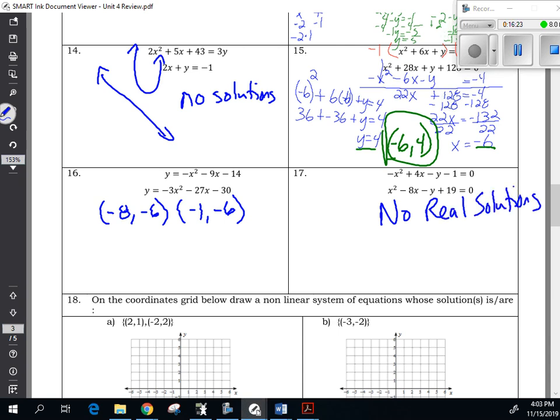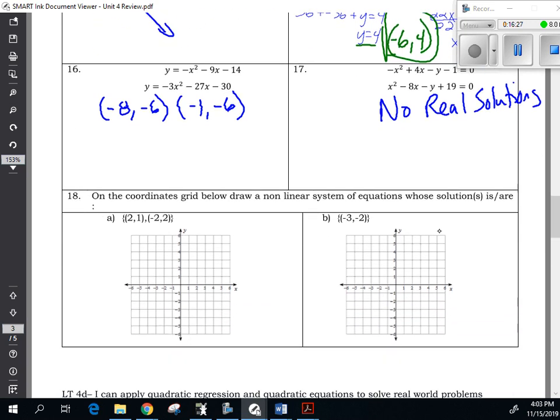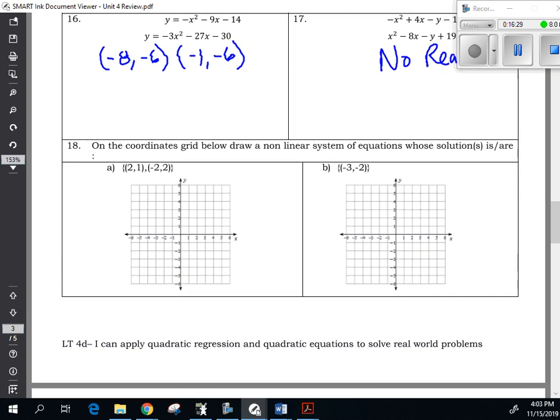So the last two here are on the work figure below, draw a nonlinear system of equations whose solutions are, okay, so (2, 1) and (-2, 2). The first thing I'm going to do is graph my points. Let's see if I can be accurate. Okay, so I have these 2 points right here. So I know that I have 2 graphs. They're not linear. So it could be a quadratic and a quadratic.